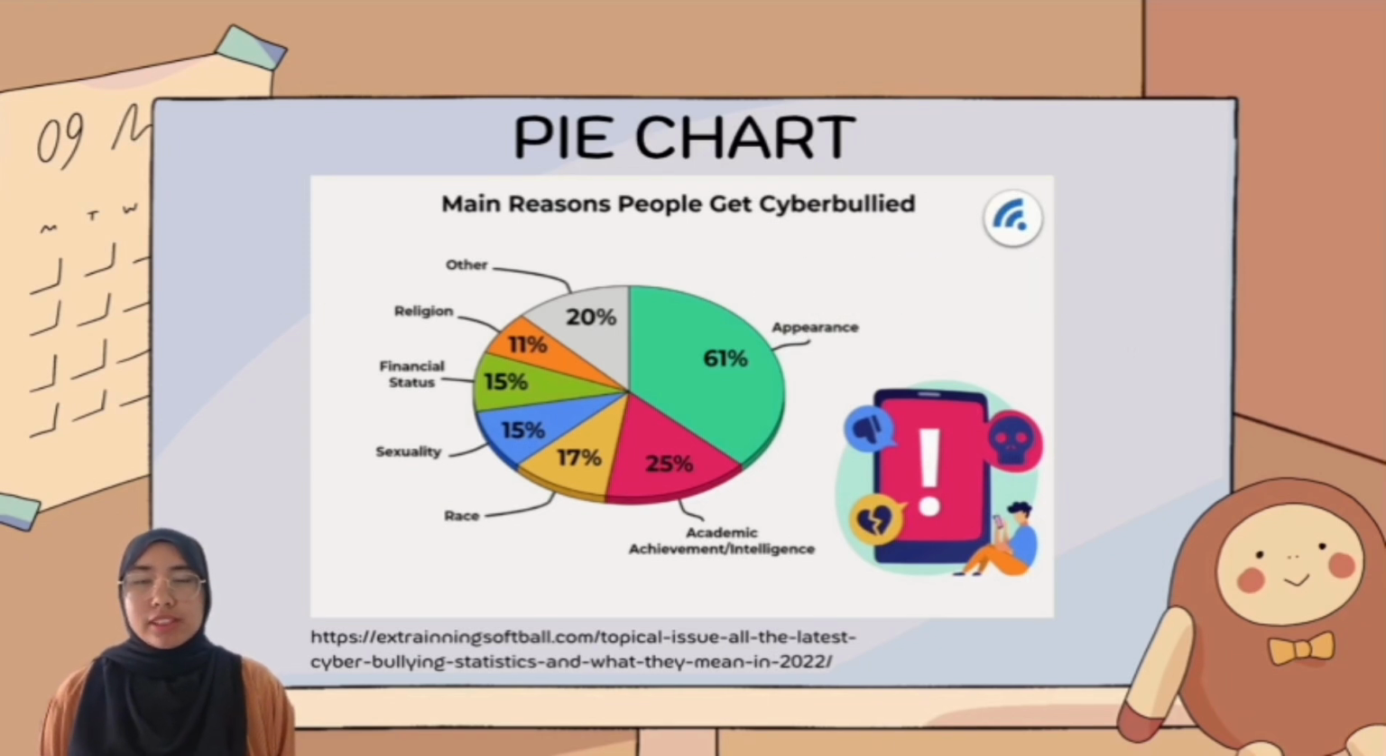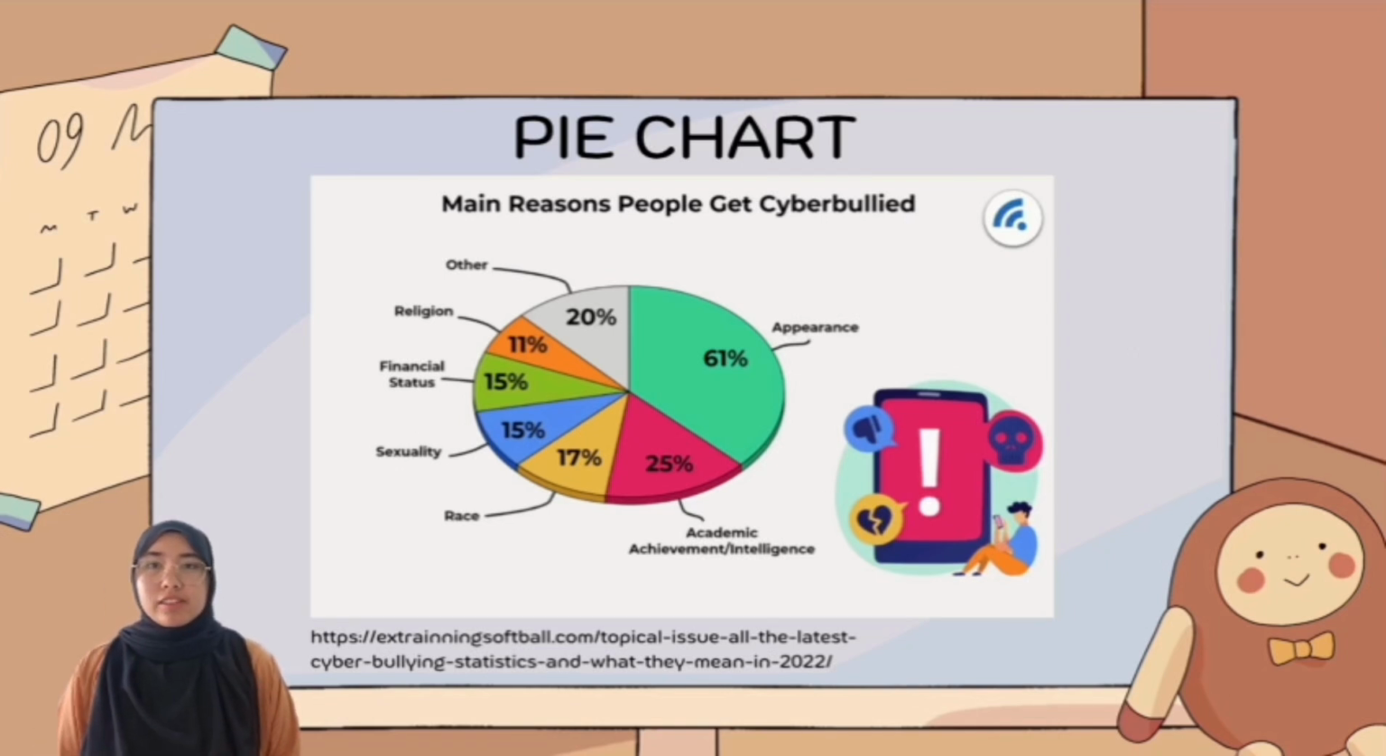The data shows that 61% of people get cyberbullied because of their appearance. 25% were bullied because of their academic achievement or intelligence. 17% because of their race, while sexuality and financial status share the same amount, 50% each. 11% because of their religion, and lastly 20% because of others.